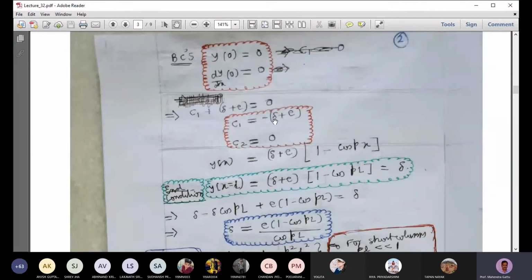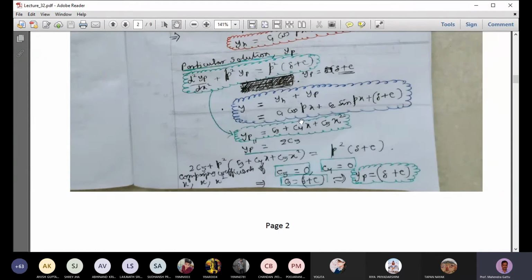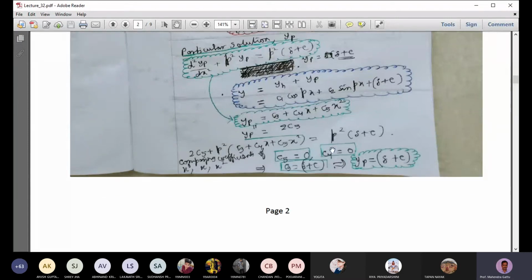Second boundary condition: take the differentiation, theta of 0 is 0. So you differentiate y with respect to x. We get minus c1 p sin px plus c2 p cos px, and the constant term goes to 0. At x equal to 0, the sin term is 0, and we get only c2 p cos px, which is c2 p, and that term is 0. So c2 should be 0.